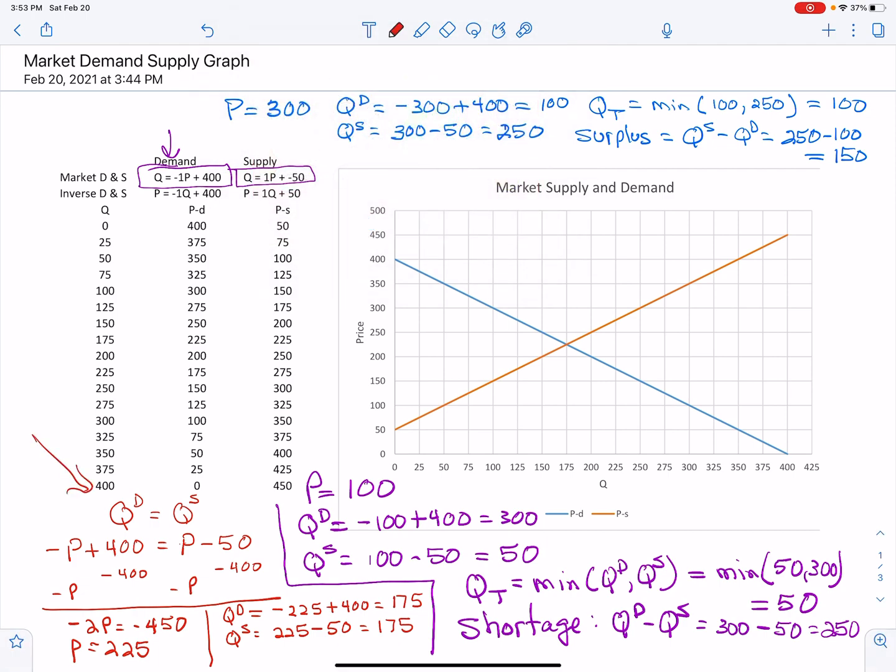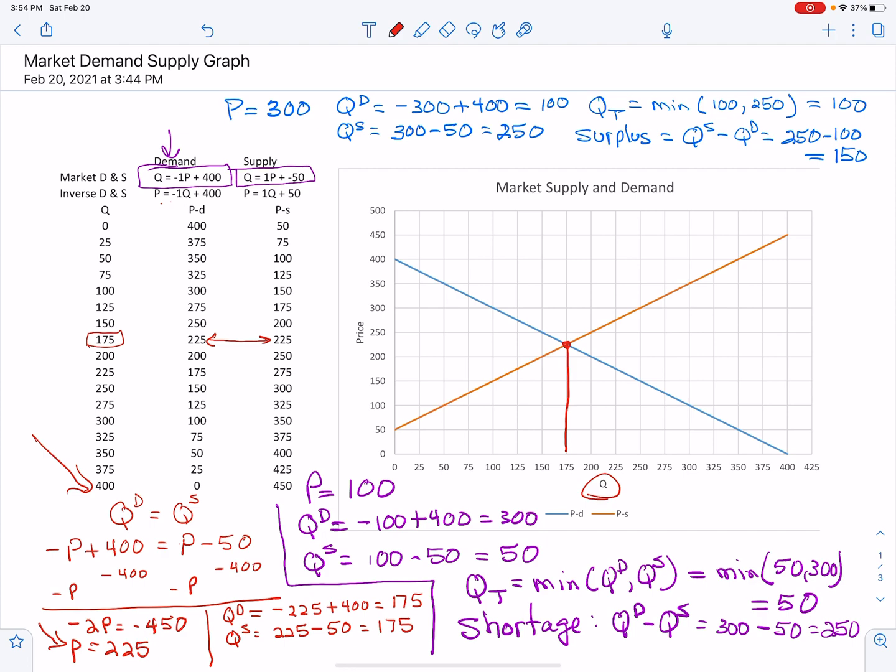In this section, we set the quantity demanded equal to quantity supplied, and we solve and we get the price is equal to 225 down here, and the quantity is equal to 175. And if we look on our chart, this is the point where those two numbers are equal. This is the price for the demand curve and price for the supply curve, and this is that quantity. And if we go over here to the graph, this is where the two curves cross.